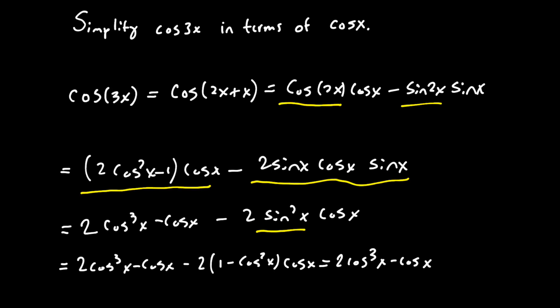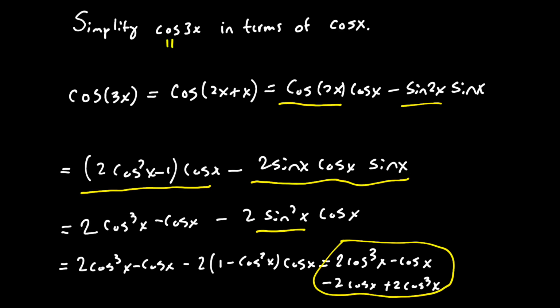And again, multiplying out what we have, we'll get that this is equal to 2 cosine cubed x minus cosine x minus 2 times cosine x plus 2 cosine cubed x. So simplifying this last piece, we'll get that our cosine 3x is going to be equal to 4 cosine cubed x minus 3 cosine x.